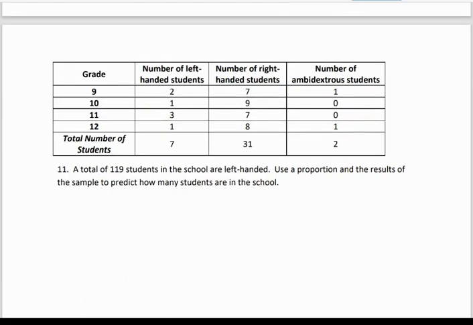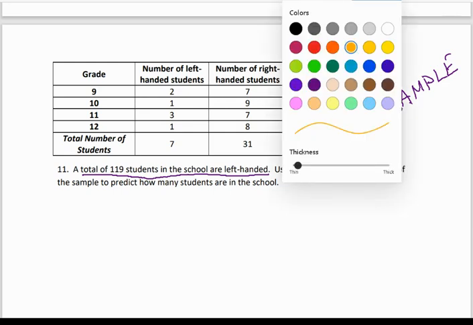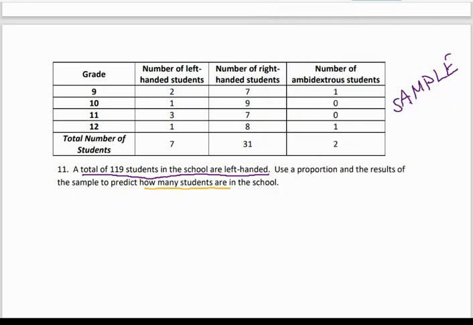Okay, so number 11, we've got our chart again that we've been seeing. It tells us that there are a total of 119 students actually in the school that are left-handed. So remember, our chart is the sample, okay? This is the sample. What I have underlined is the fact that there's actually 119 students total left-handed, okay? Use a proportion and the result of the sample to predict how many students are in the school. So we're looking for, I'm going to use orange, how many total in the school.